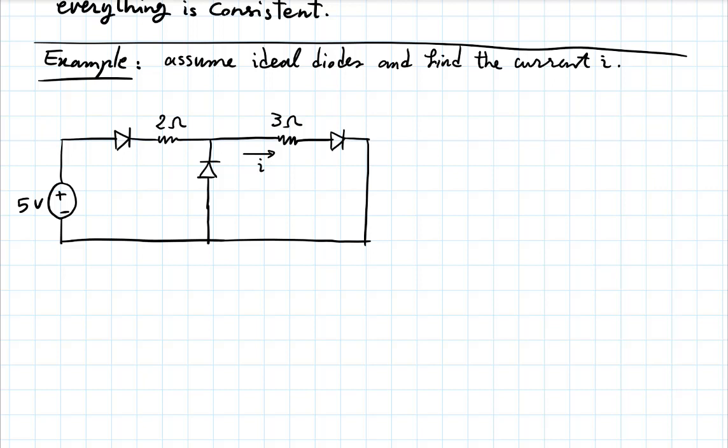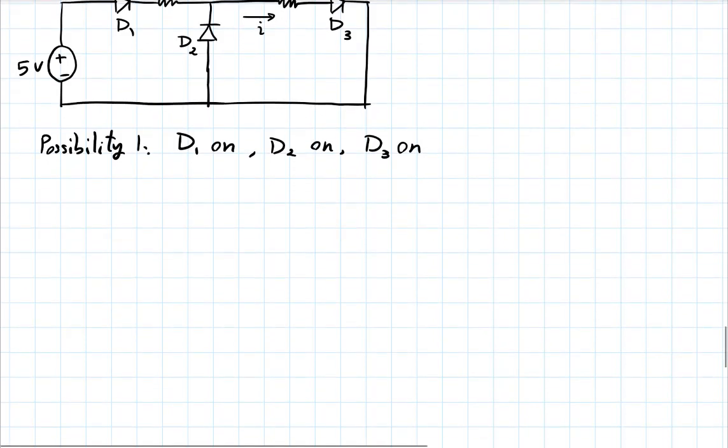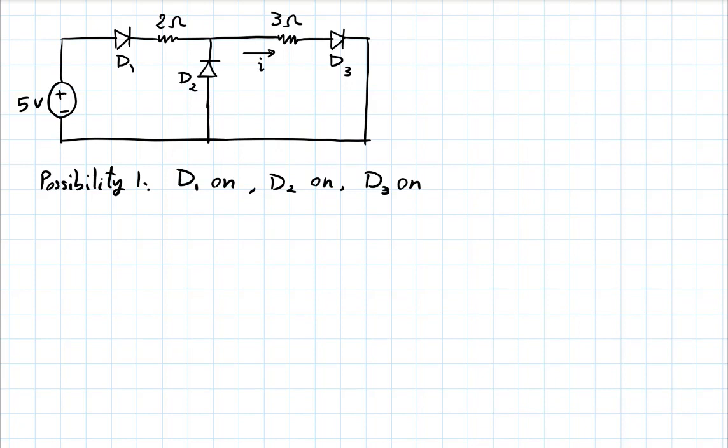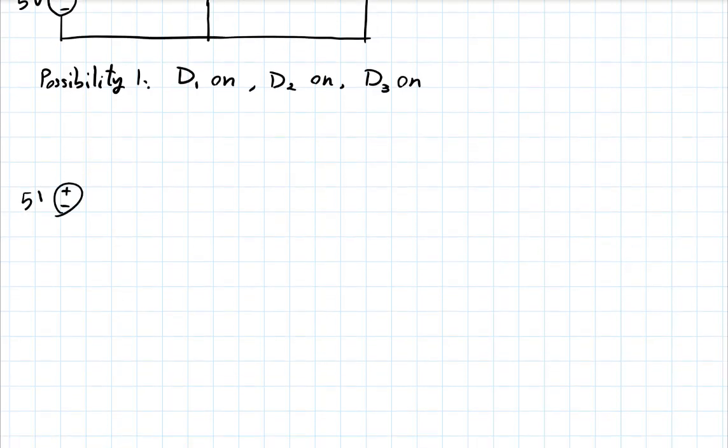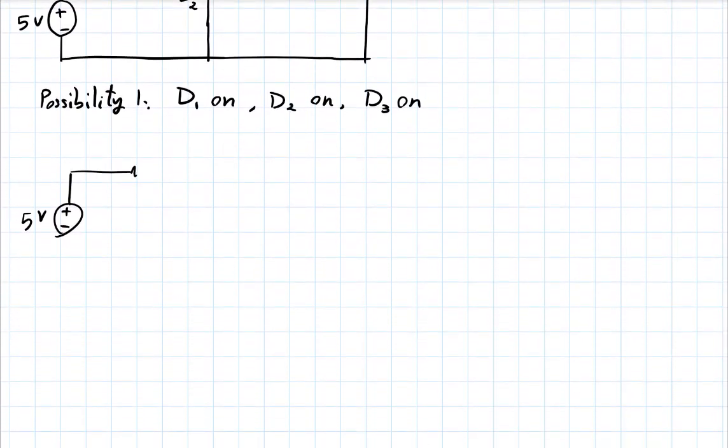Possibility number 1. Let's call these D1, D2, and D3. Possibility 1: D1 on, D2 on, D3 on. If all 3 diodes are on, which means they are in the forward mode, remember the ideal characteristics: 0 voltage, any positive current. Let's try that. If the voltage across them is 0 and they can have any positive current, I have to replace them with a closed switch. So I have a 5 volt source here, I replace the diodes with wires, and so I have the 2 ohm and 3 ohm.